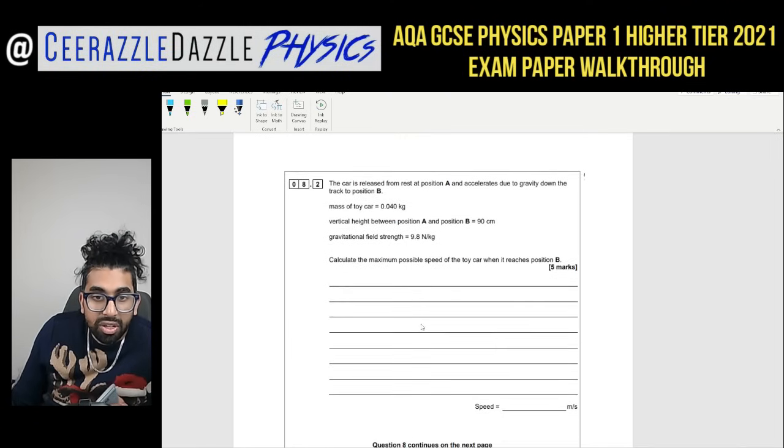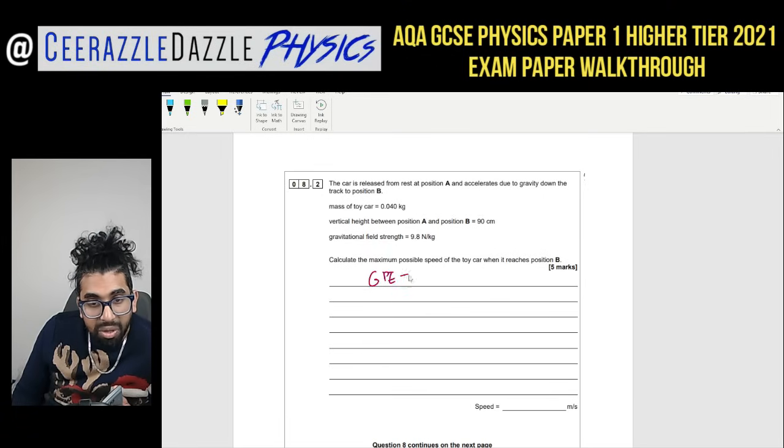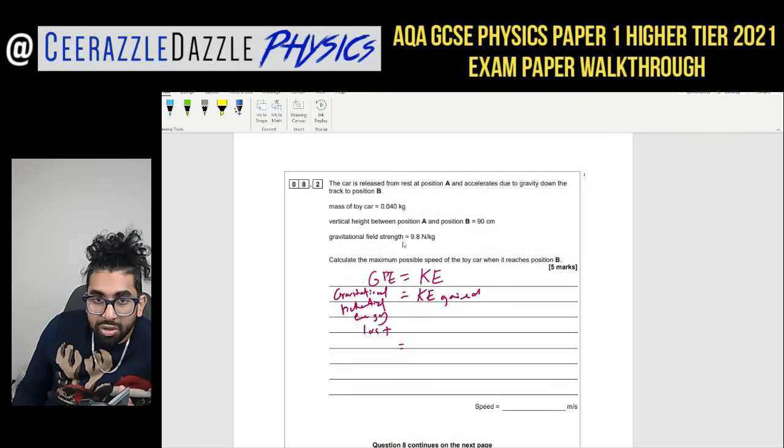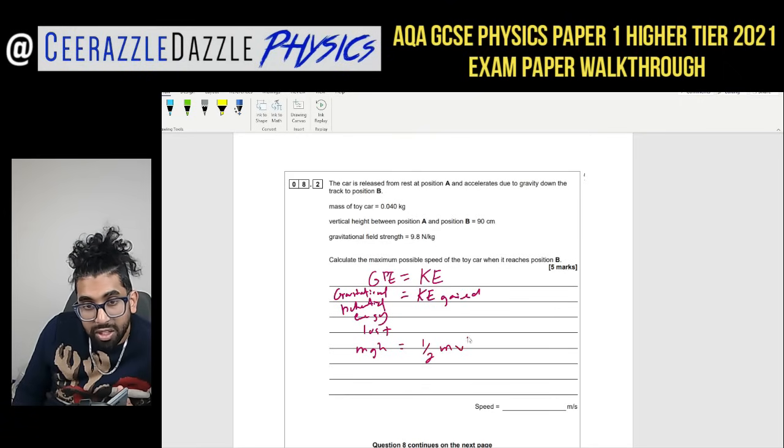So what you're really trying to look at is that the GPE will be equal to the kinetic energy. So the kinetic energy gained will be equal to the gravitational potential energy lost. The gravitational potential energy at the start is mgh. The kinetic energy is going to be half mv squared.